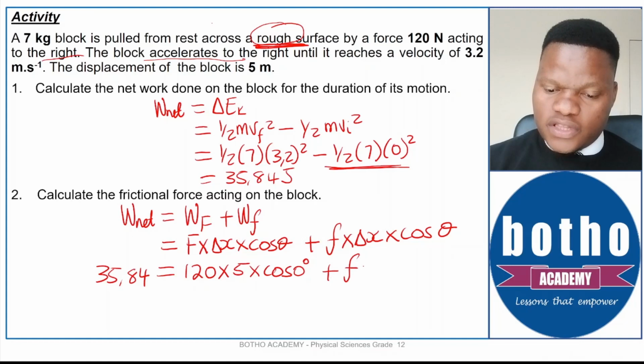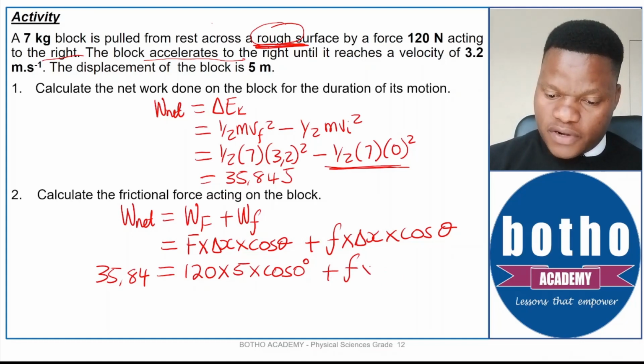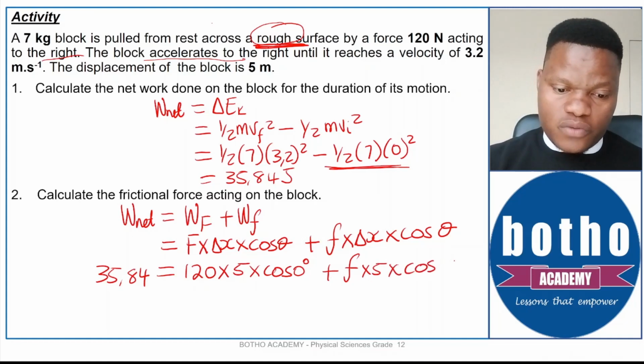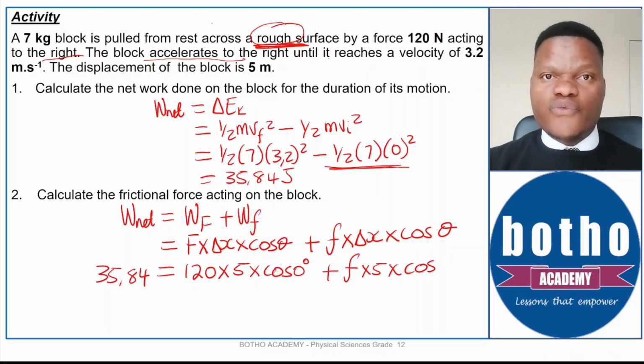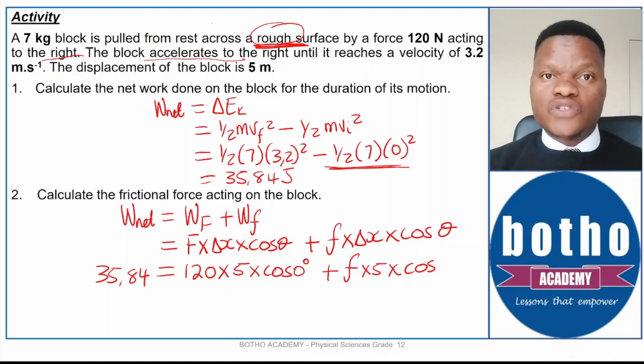Plus we don't know what the frictional force is equal to. So we just substitute it, multiply by 5, which is delta x, multiply by cos. Now you have to think about theta again. Remember, the object is accelerating to the right, and we know that the frictional force must always oppose the direction of motion, which means the frictional force is to the left.